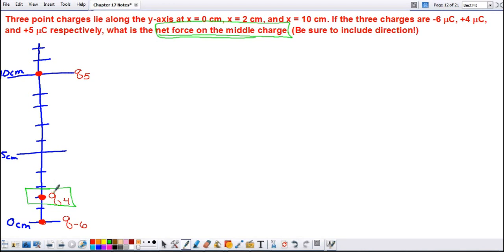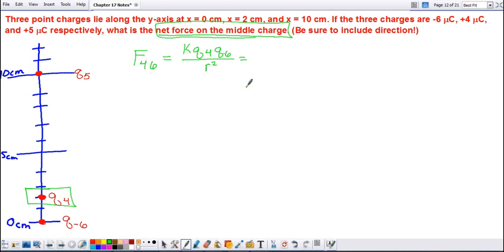Okay? So what we're going to do is find the force on Q4 by Q6, and then find the force on Q4 by Q5, and then we will combine those. So let's go ahead and find the force on charge 4 by charge 6. Okay, we use our equation here, Coulomb's constant times the first charge, which we're saying is Q4, times the second charge, which is Q6, over the distance between the two squared.